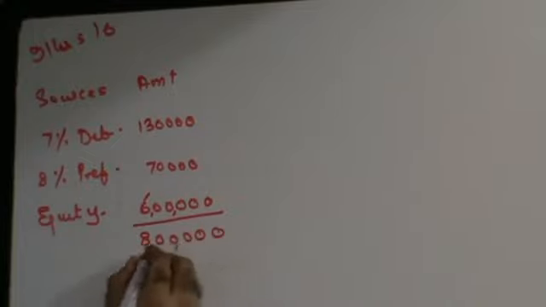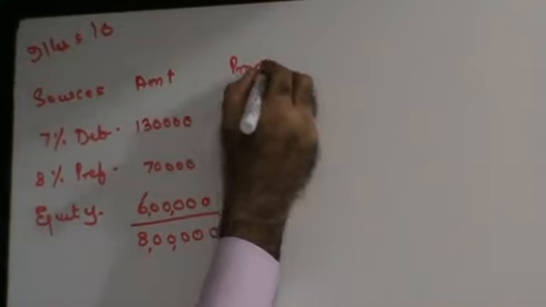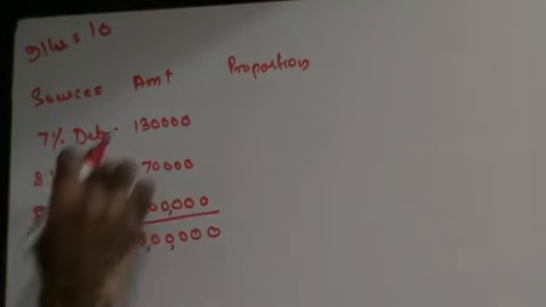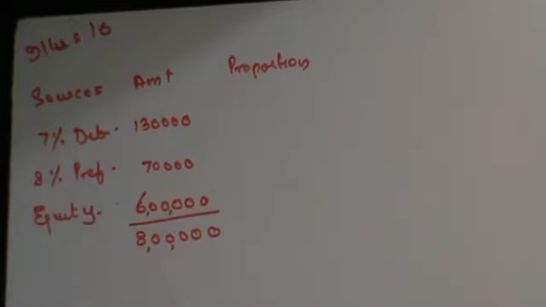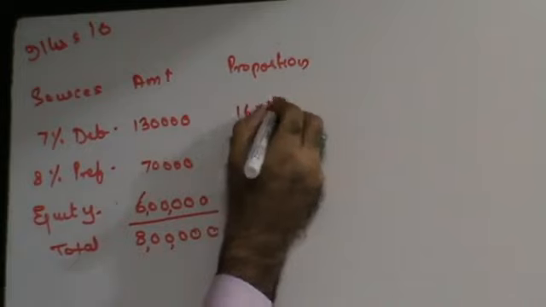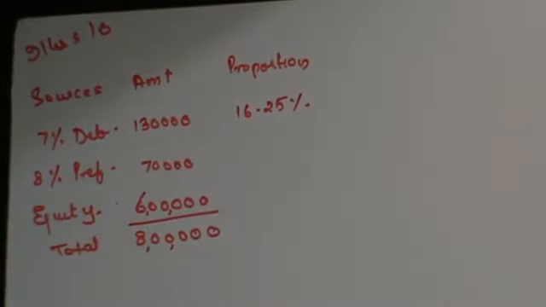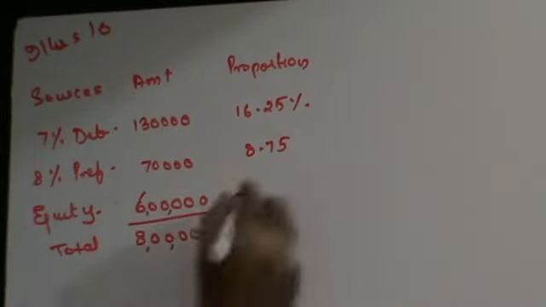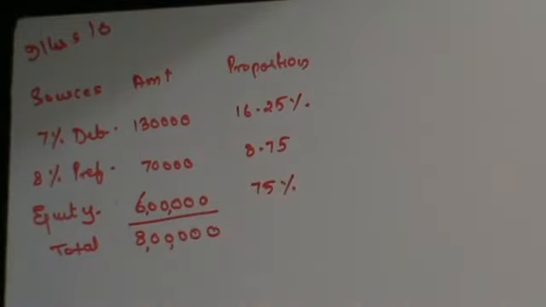Now the first thing that you have to do is find out the proportion. How do you find out proportion? Proportion is amount divided by total into 100. So 1,30,000 divided by 8 lakhs into 100 is 16.25%. Next, 70,000 divided by 8 lakhs into 100 is 8.75. Then 6 lakhs divided by 8 lakhs into 100 is 75. So that's your proportion.